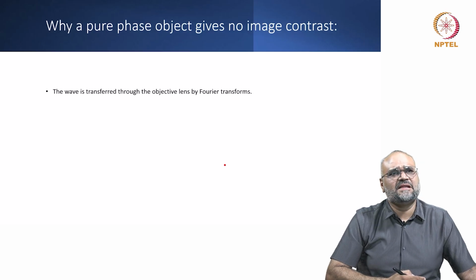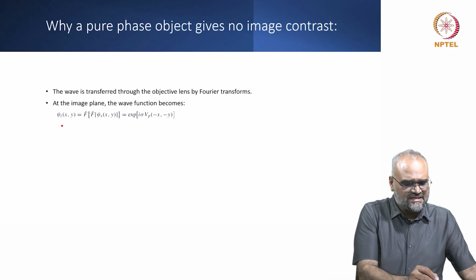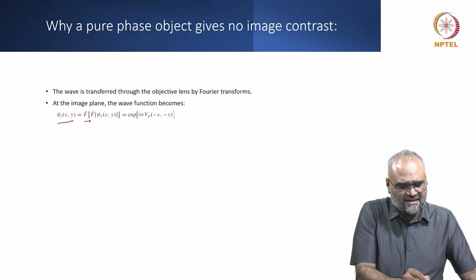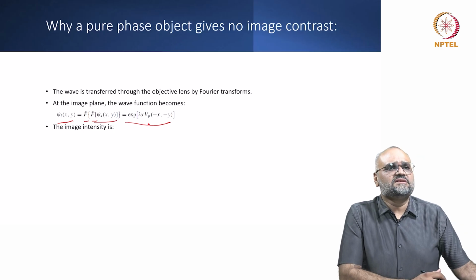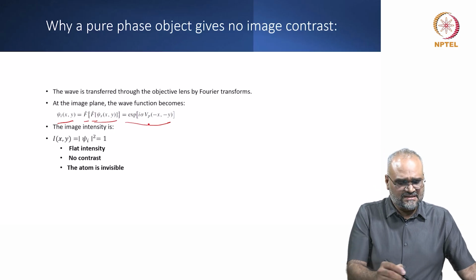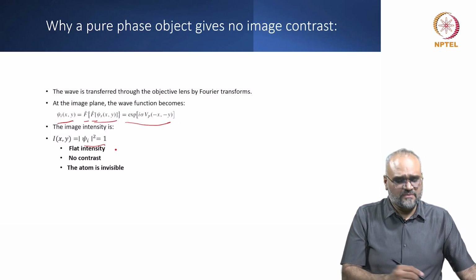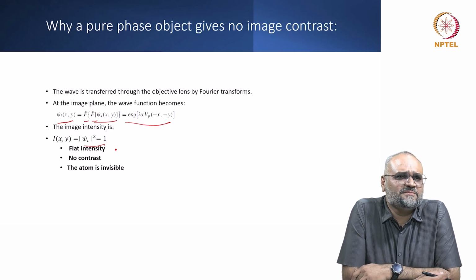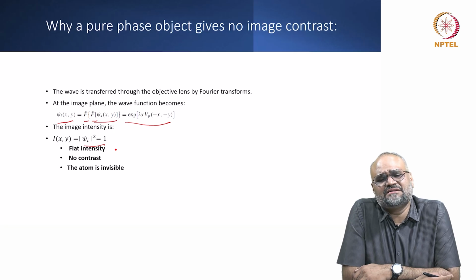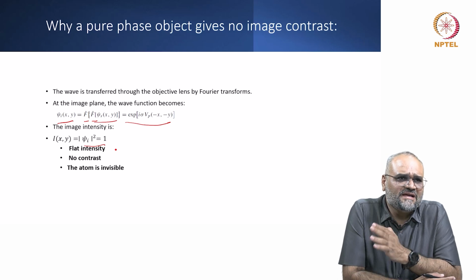So at the image plane now, the wave function becomes something of this sort: psi I of xy, where I have a Fourier transform and an inverse Fourier transform, is equal to my projected potential, which is of this form. So the image intensity then is actually unity. If I take a modulus of this, it becomes unity. So according to this pure phase object approximation, you would have nothing visible when you have only the modification of the electron wave front just due to a phase shift.